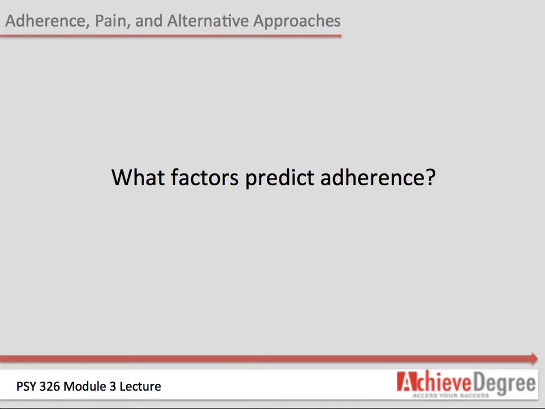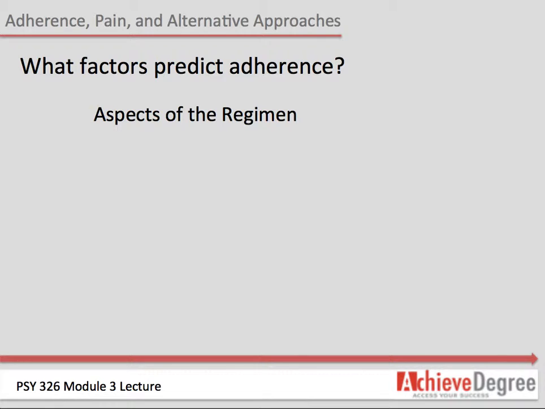What factors predict adherence? Aspects of the regimen. If there are unpleasant side effects of a medication, or if it is too complex, adherence will probably be low. Adherence decreases as length of treatment increases. For example, if medication is prescribed over a long time, it is more likely to be discontinued early. The greater the effort required for adherence, or the greater the lifestyle change necessitated, the lower adherence is likely to be.